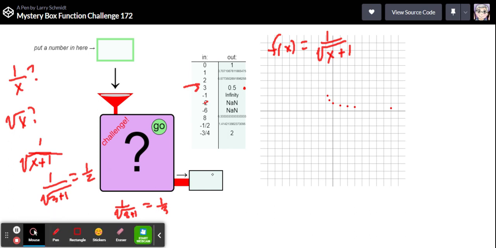All right, let's go ahead and reveal this. Yeah, so 1 over the square root of x plus 1, and we can graph that, and there you have it.